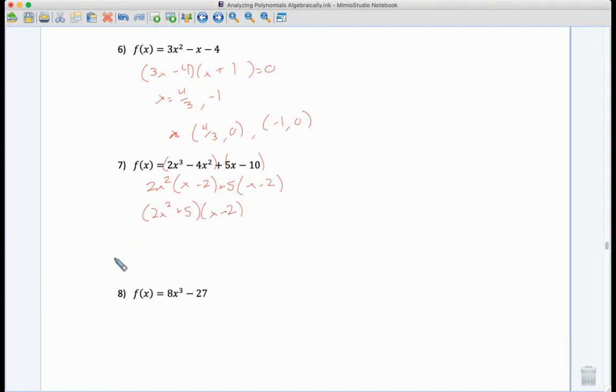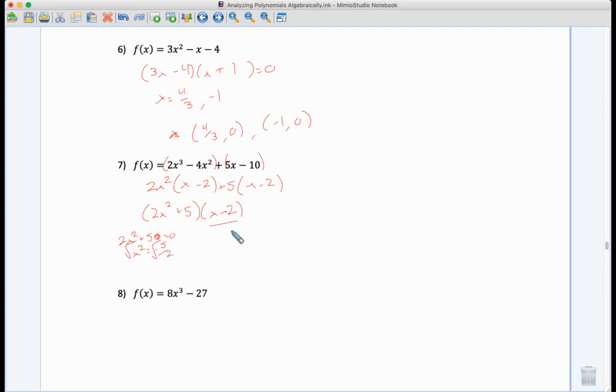So now when I set those values equal to 0, well, now we run into an interesting case, because if I take 2x squared plus 5 and set it equal to 0, I'm going to get x squared is equal to negative 5 halves. And if I try and take the square root of that, I can't do that, because then I'll end up with an imaginary number. So we actually aren't going to get any real numbers from this solution. Therefore, I won't be getting any x-intercepts from this particular factor.